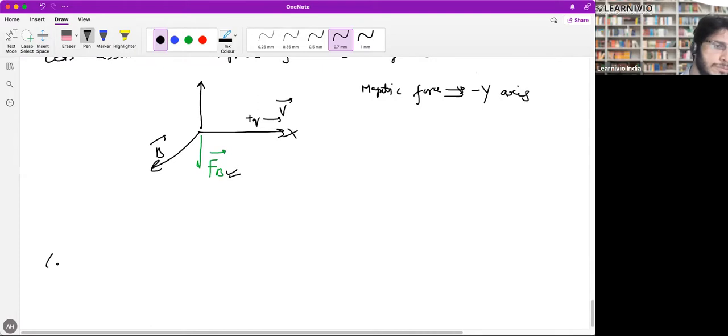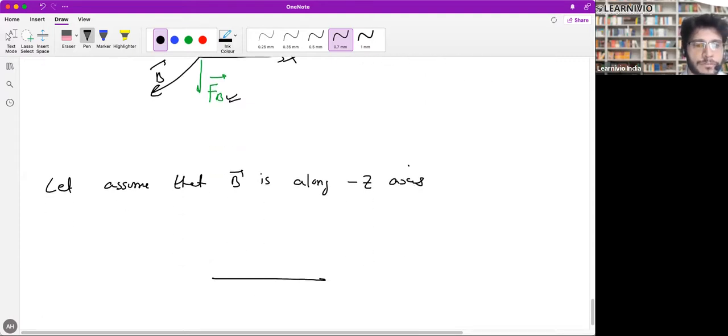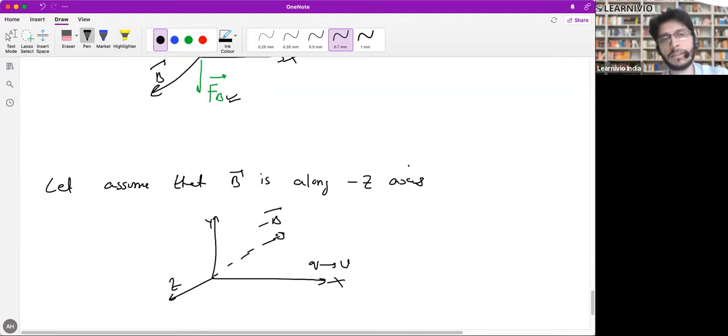But let's check the second possibility also, that B is along negative z-axis. This is x-axis, this is y-axis, this is z-axis, this is the direction of velocity, this is the direction of magnetic field. When I draw this direction, that doesn't mean diagonally, that means inwards into the plane of your copy. Draw this again in your notebook.